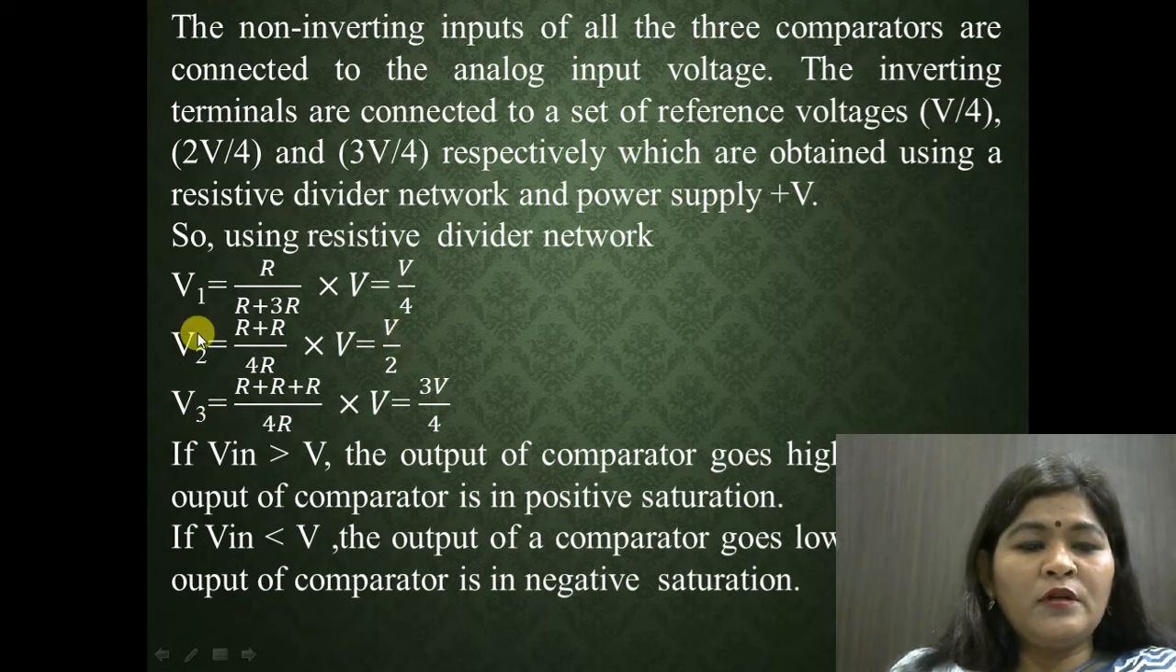Now similarly we will find out the V3. This will equal R plus R plus R upon 4R. This will be the total resistance in the circuitry. So the total resistance in the circuitry will be 4R, into the reference voltage, that will be V, and this will be equal to 3V by 4.